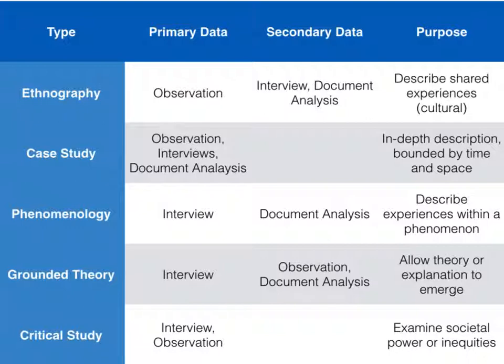So remember from your reading that qualitative research is inductive, and so the researcher starts with information and then moves to an explanation and proposing a theory. This chart kind of gives you a summary of the different types of qualitative research designs. So going down the left, the different types, the ethnography, that is mostly done through observation. And then backing that up really with interviews and document analysis. The purpose of an ethnography is to describe those shared experiences or a cultural situation.